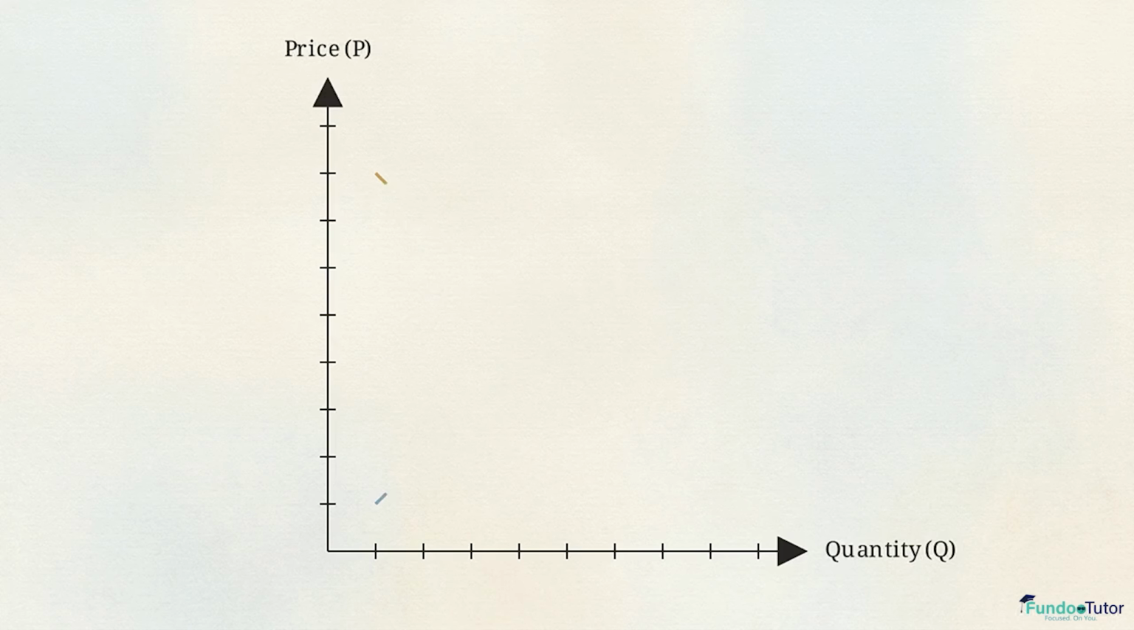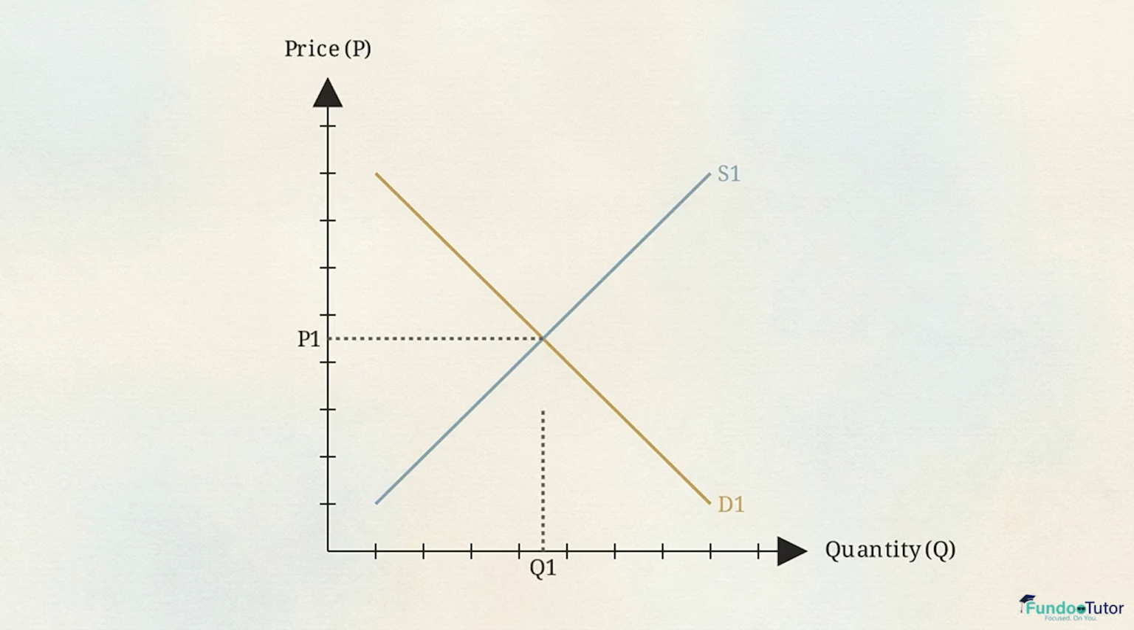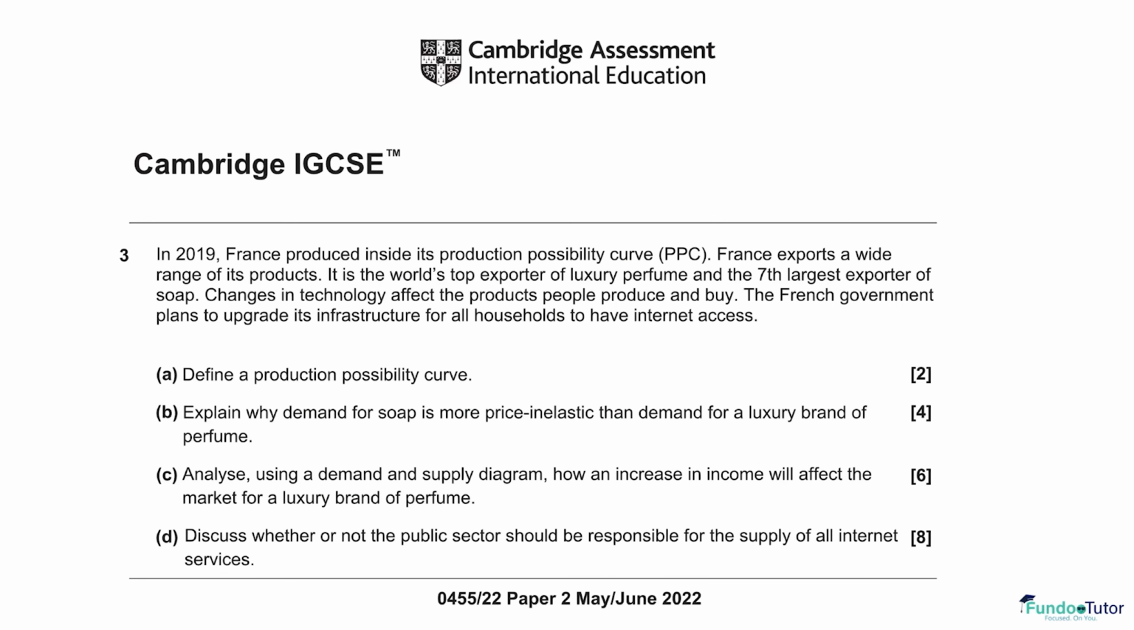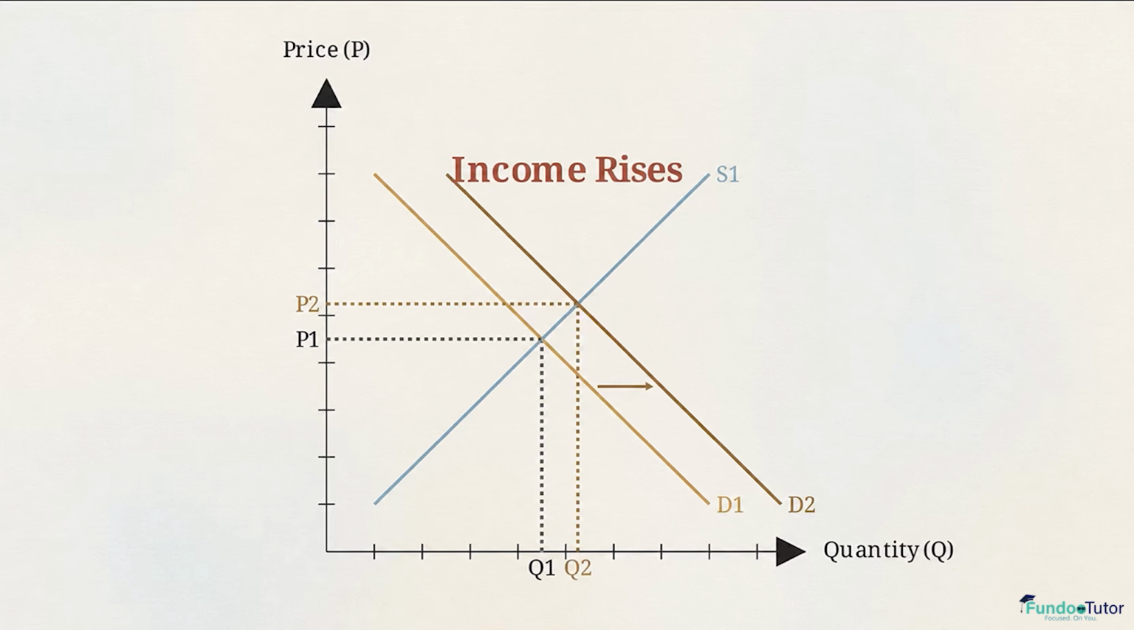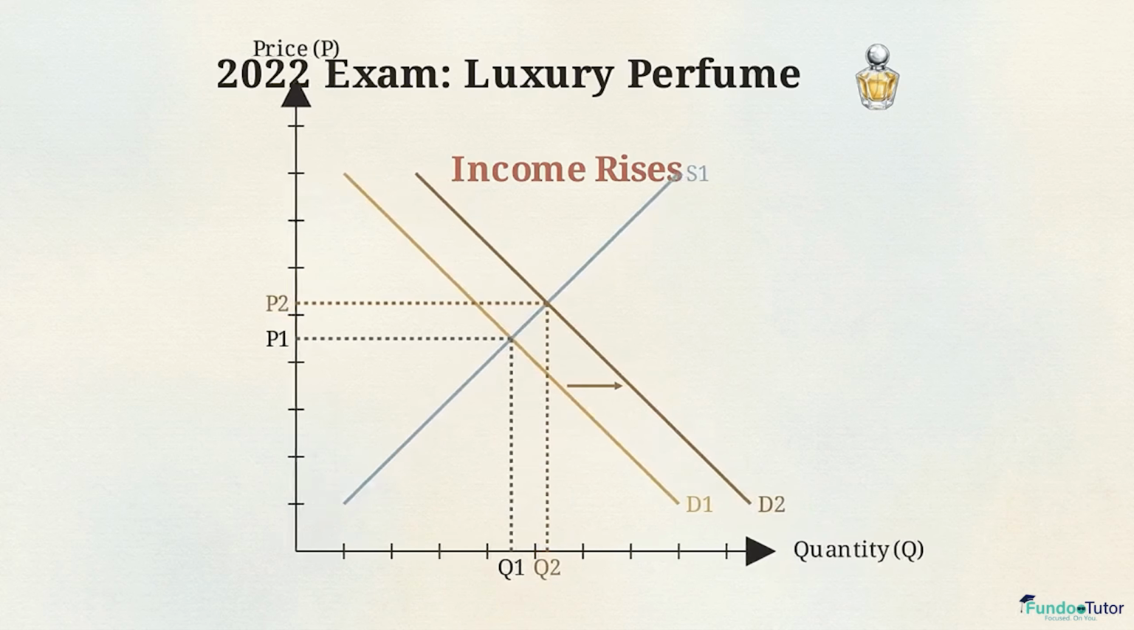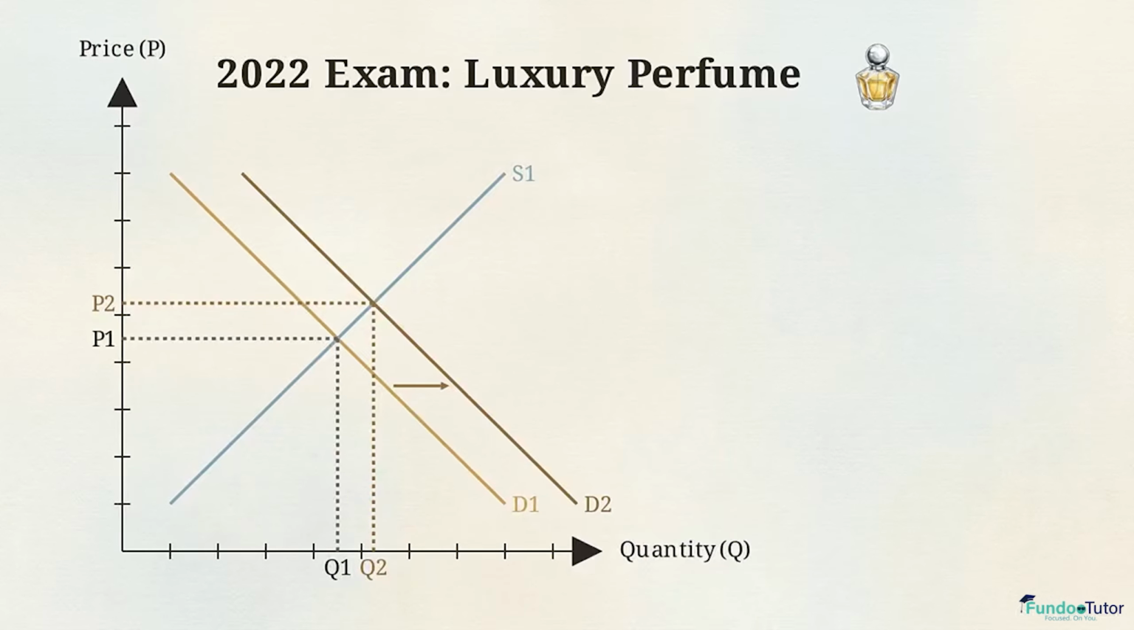This standard supply and demand graph showing price and quantity helps us answer a 6-mark question from the 2022 past paper. The examiner asks how an increase in income affects the market for a luxury brand of perfume. Luxury perfume is a normal good. When incomes rise, consumers can suddenly demand more of it without the price of the perfume dropping. On the graph, the entire demand curve shifts to the right, creating a new equilibrium where both the final price and the quantity traded are higher.